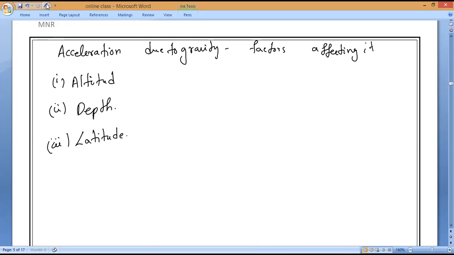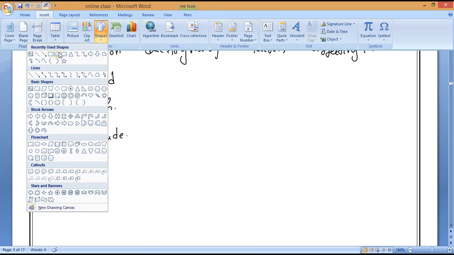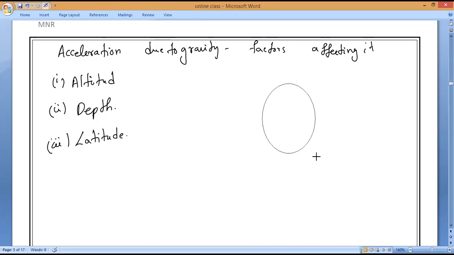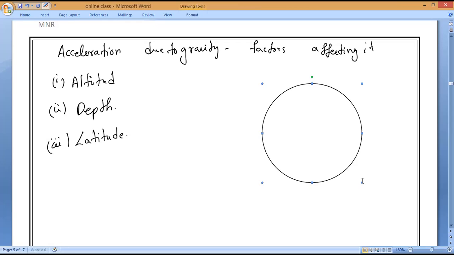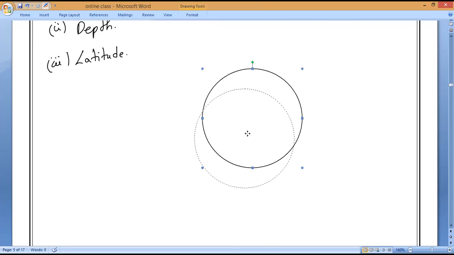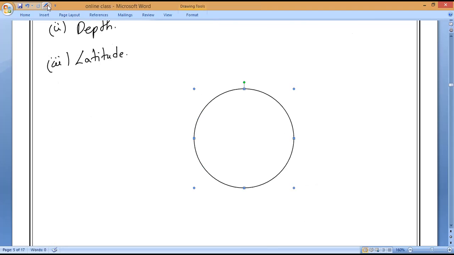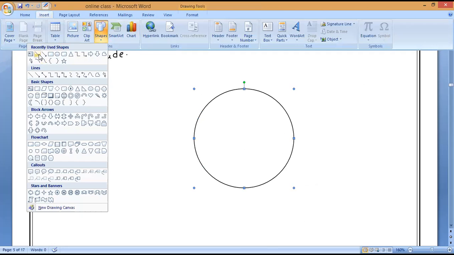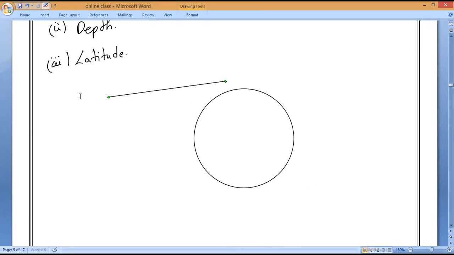in the case of altitude, let us come to the first property. We know that. Let me take this as the earth. Very simple. Now let me imagine this is the earth. So which factor are we studying? What is the first factor? Altitude.